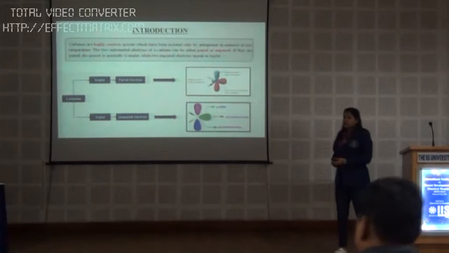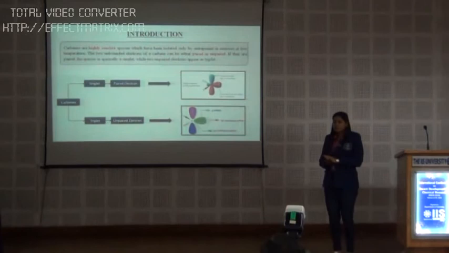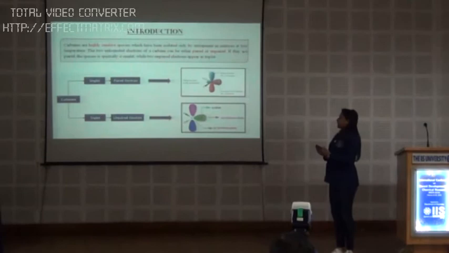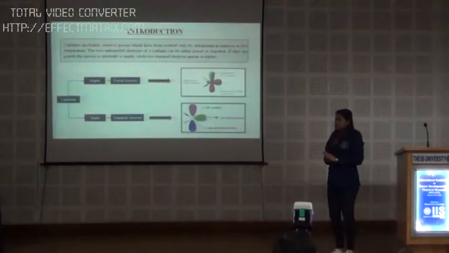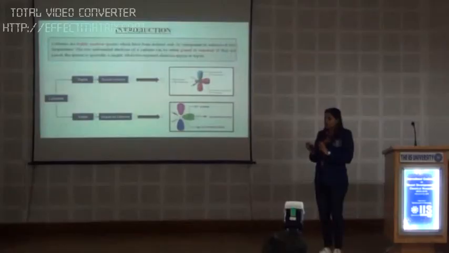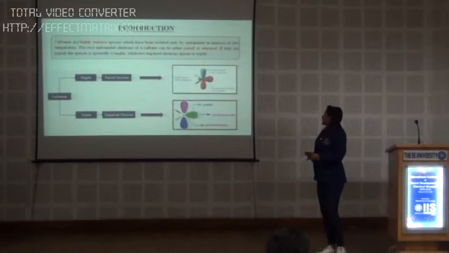Okay, so let's begin with what carbenes are. A carbene is a molecule having a neutral carbon atom with a valence of 2, and it has 2 unshared electrons. Carbenes are considered highly reactive species because they have a deficiency of electrons. Carbenes are basically of two types, singlet and triplet.